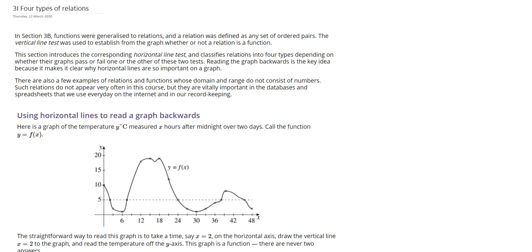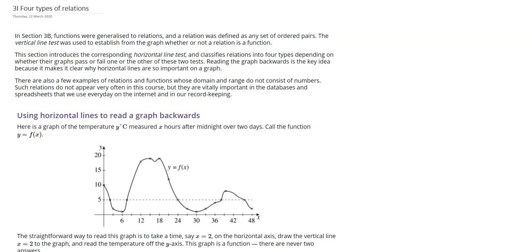So that's essentially what we're going to be doing, classifying what these graphs are going into, which kind of relation. Is it a one-to-one, a many-to-one, a one-to-many, or a many-to-many? Those are the 4 there.